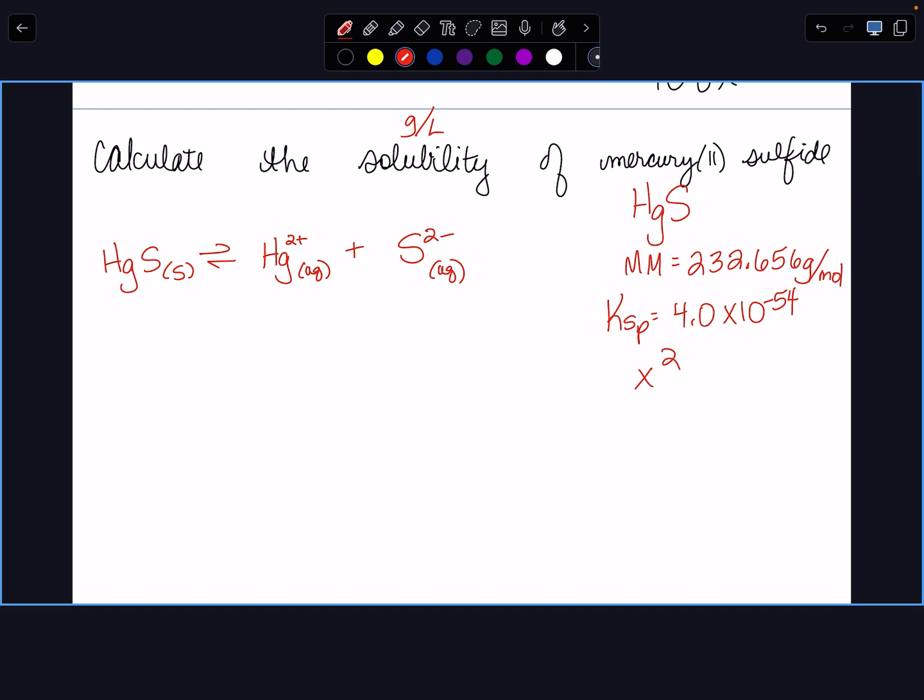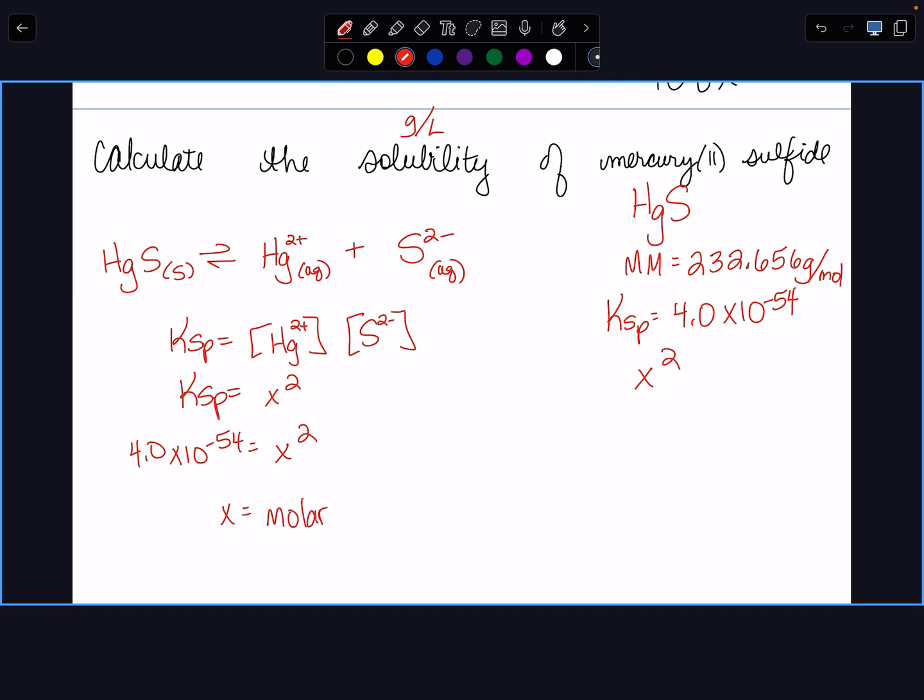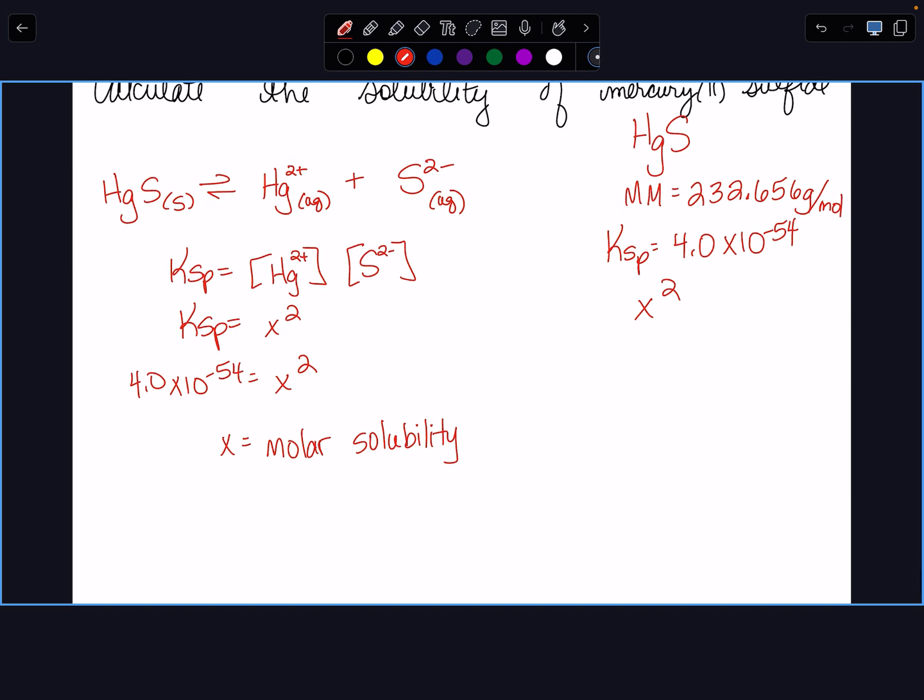Okay. So we know that Ksp is equal to the concentration of the mercury times the concentration of the sulfide. We know that that's going to be x squared. We know the Ksp is 4 times 10 to the minus 54. So if we solve for x, x gives us a number that is called the molar solubility. And x is, good. What number do y'all get?